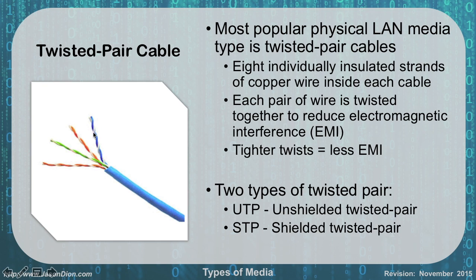Each of these, there's 2 different wires here. There's blue and blue-white, orange and orange-white, green and green-white, brown and brown-white. Each of these is twisted together because that helps reduce the electromagnetic interference that is caused by the data traveling down the cable. The tighter the twist you have, the less EMI you're going to be exposed to.